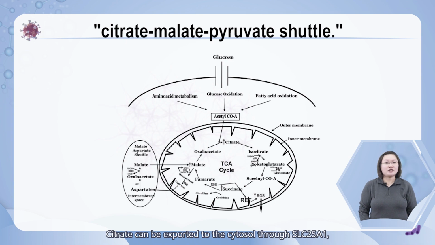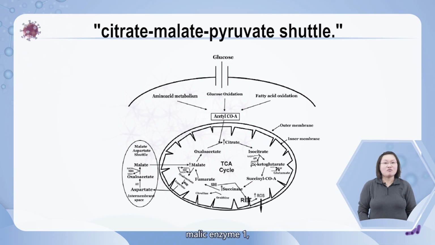Citrate can be exported to the cytosol through SLC25A1, followed by the regeneration of oxaloacetate and acetyl CoA upon the ATP- and CoA-dependent reaction catalyzed by ACLY. Cytosolic oxaloacetate is a substrate of malate dehydrogenase 1, MDH1, catalyzing the NADH-dependent synthesis of malate, which can be transported back to the mitochondrial matrix via SLC25A10 or SLC25A11.